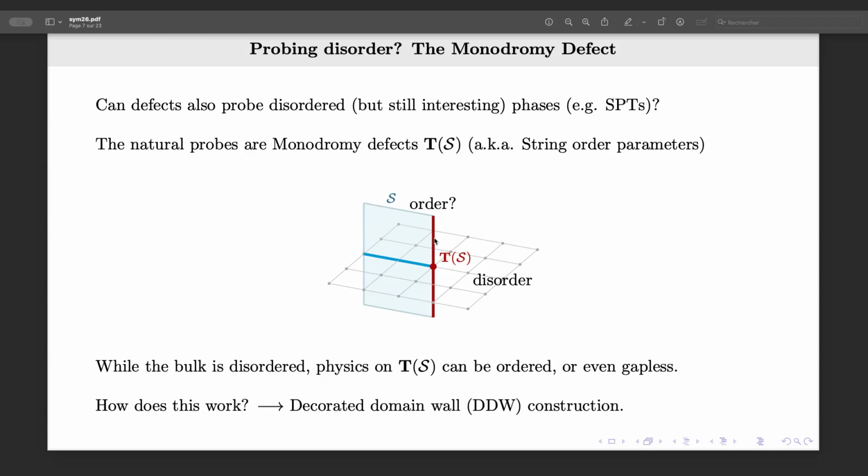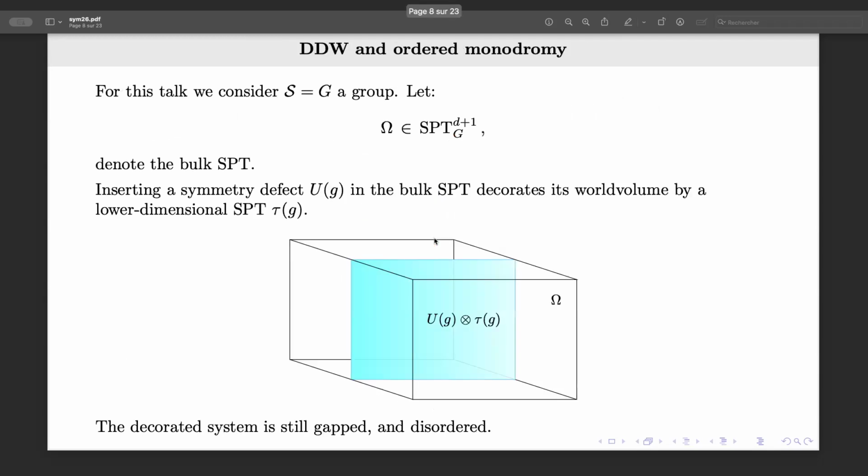This is the main actor of this story, monodromy. So how does this work? For this talk, we will consider a zero-form symmetry, where G is a group, and D+1 is the spacetime dimension of this setup. And I am in some SPT, with class big omega. So if I insert the symmetry defect U_g in this phase, the phase still remains trivial. That's what an SPT is. But the defect worldvolume can be dressed by a lower dimensional SPT. The system at this point is still gapped and is still disordered everywhere, so you cannot find a local order parameter.